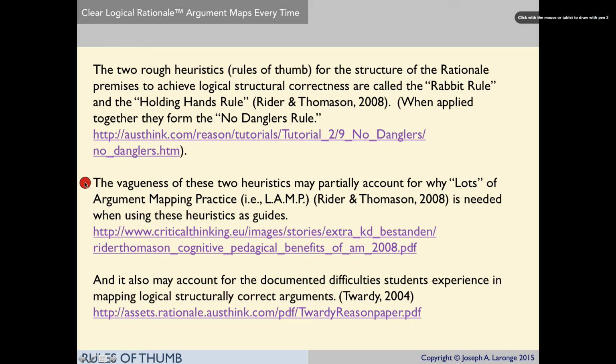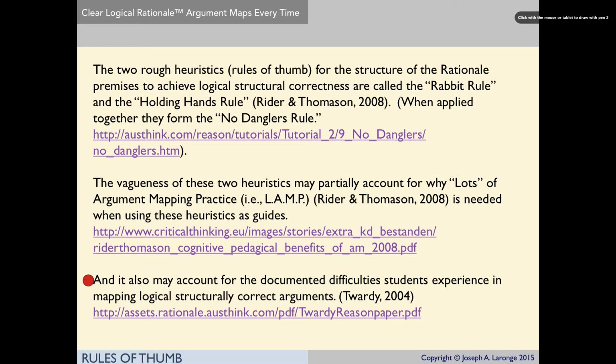The problem is that the vagueness of these two heuristics has resulted in the need for lots of argument mapping practice. And the need for lots of argument mapping practice is discussed right here in this link. The other problem is that when students are learning to use Rationale, they struggle at different times to create a logical, structurally correct argument. And Dr. Twardy talks about that.